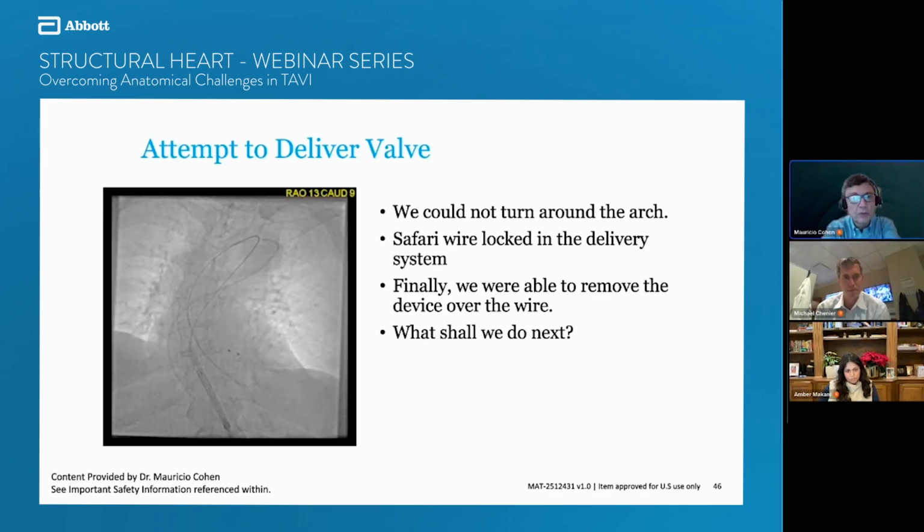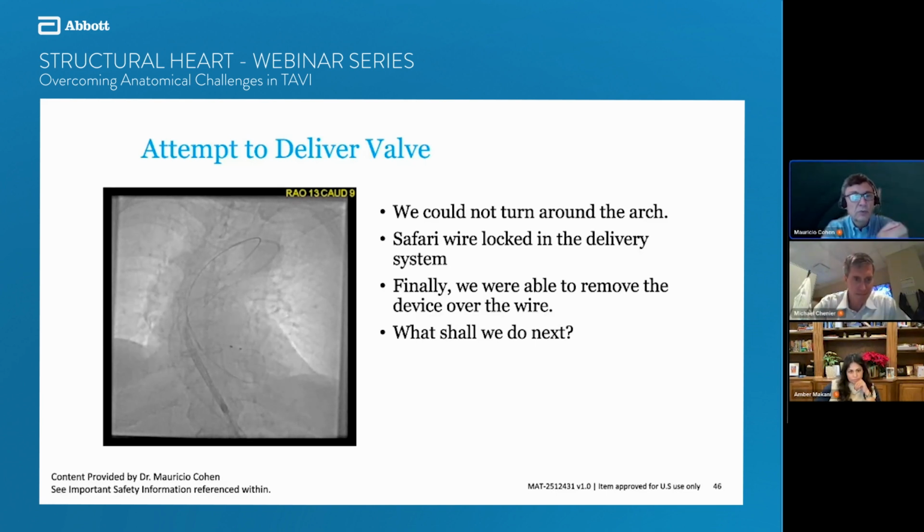Would you worry about anything else? If you saw that bend. So the problem here is that we felt super confident, another routine case. Then we reached the top of the aorta, and the system, as you can see, would just not make the bend. We just couldn't turn around.